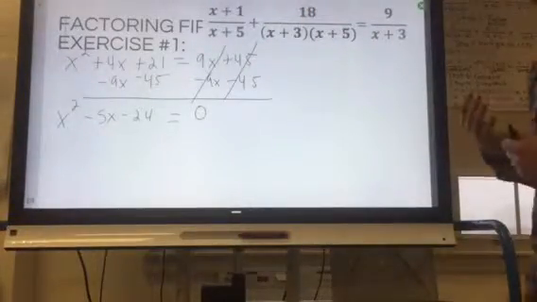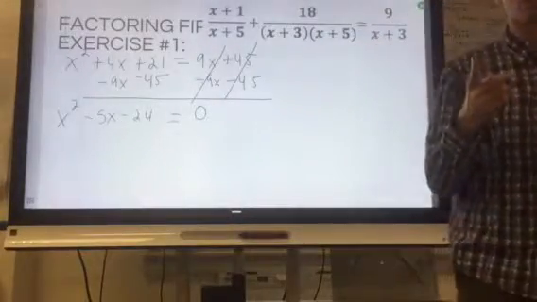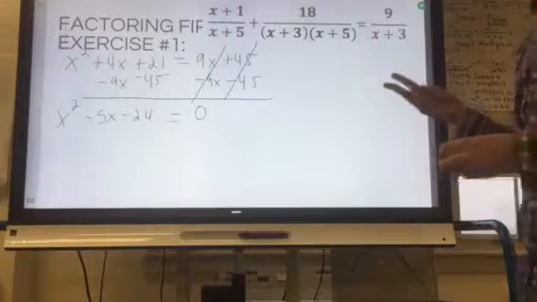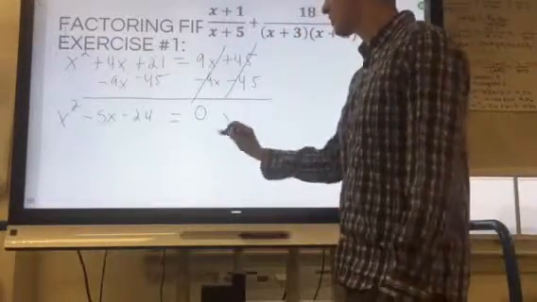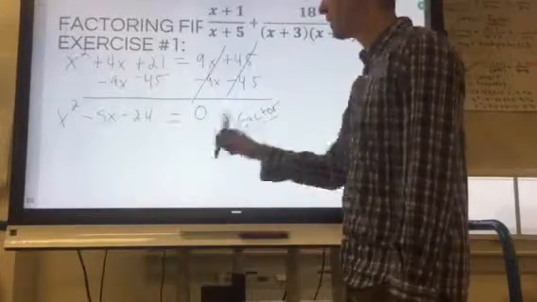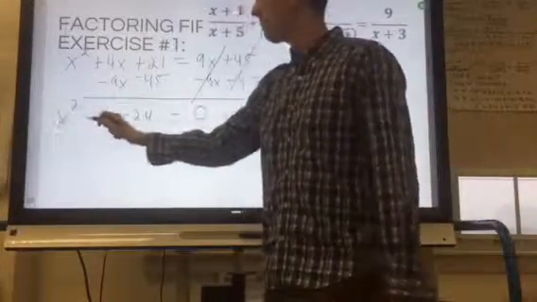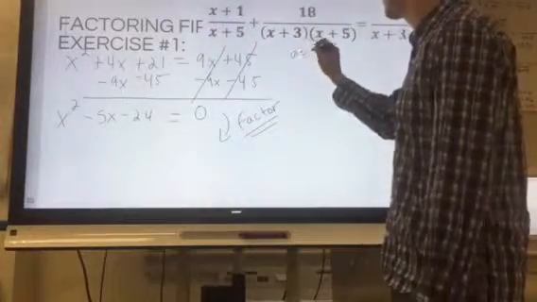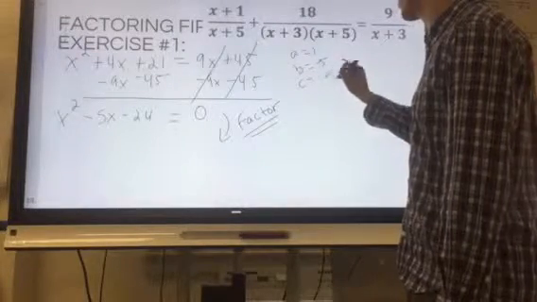When solving that quadratic, there's 3 ways we can do it. We can factor, we can complete the square, or we can use the quadratic formula. We're going to factor because this equation is factorable. So I know a is 1, b is negative 5, and c equals negative 24.